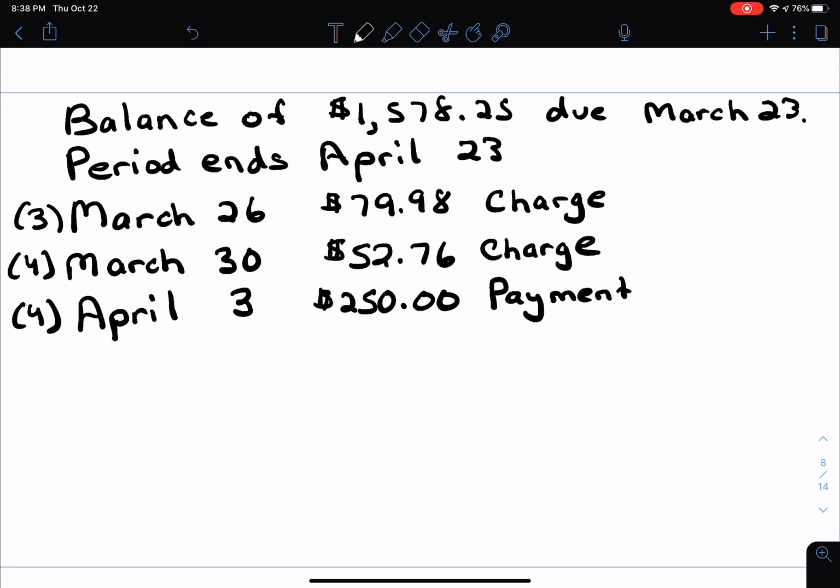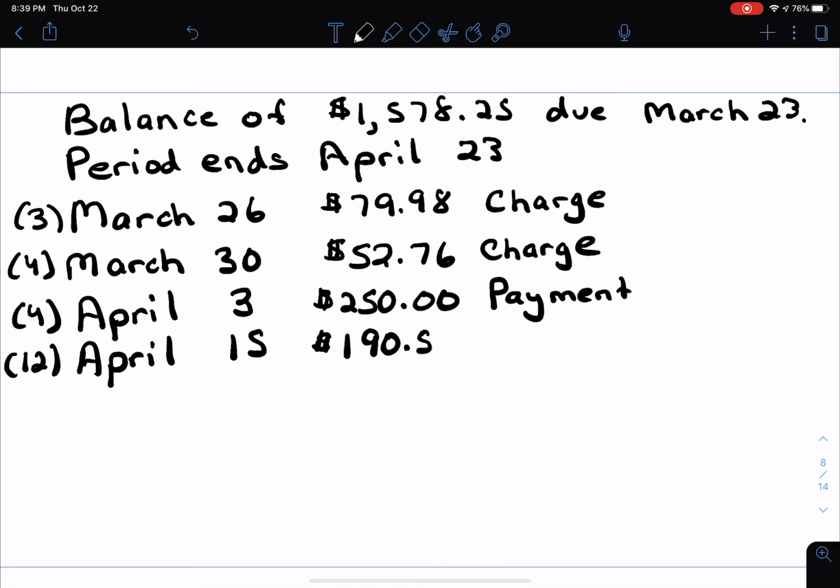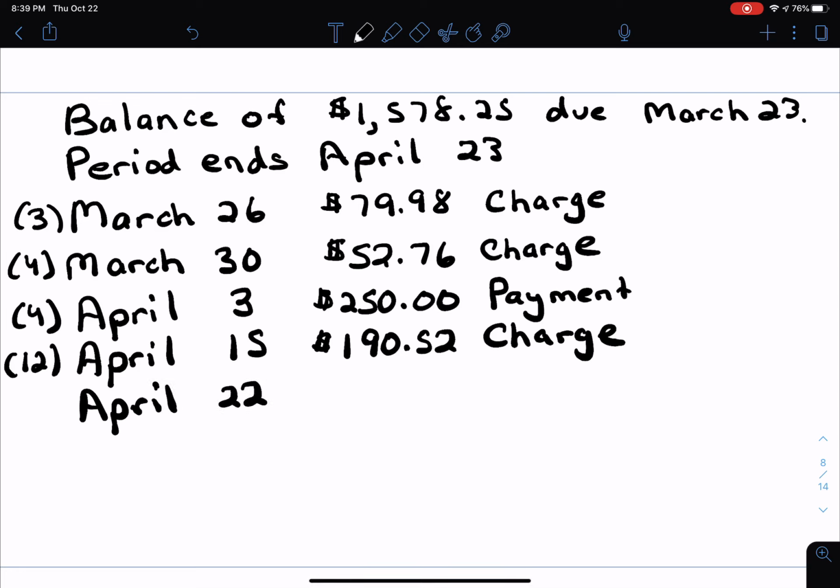On April 15th, so that's 12 days later, there is a charge of $190.52. And then on April 22nd, that was 7 days later, there's a charge of $190.85. And that's all the activity through the period ending on April 23rd.